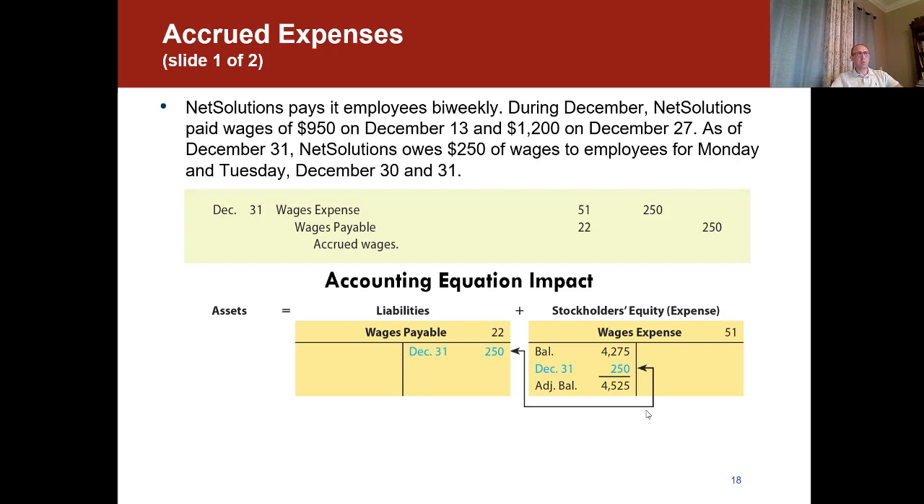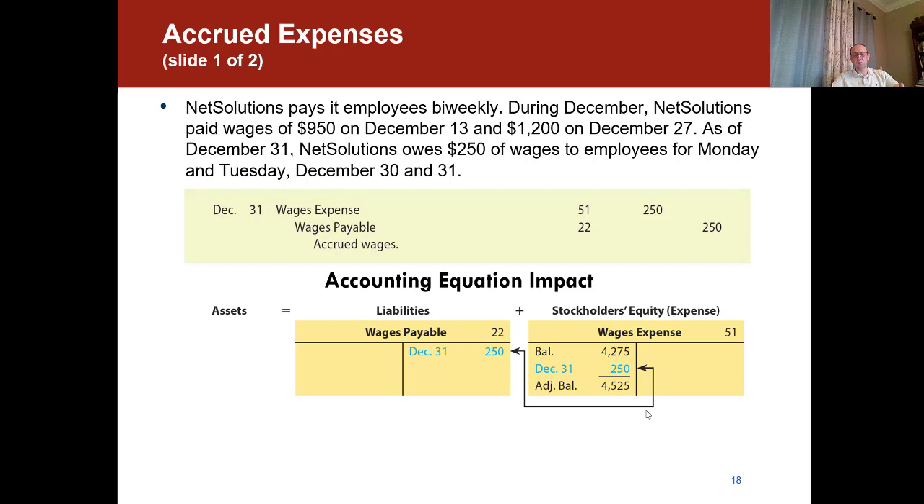So Net Solutions pays its employees bi-weekly, which means every other week. During December, Net Solutions paid wages of $950 on December 13th and $1,200 on December 27th. As of December 31st, Net Solutions owes $250 of wages to employees for Monday and Tuesday, which are December 30th and 31st. Because remember, the last time they paid them was December 27th, which was a Friday.